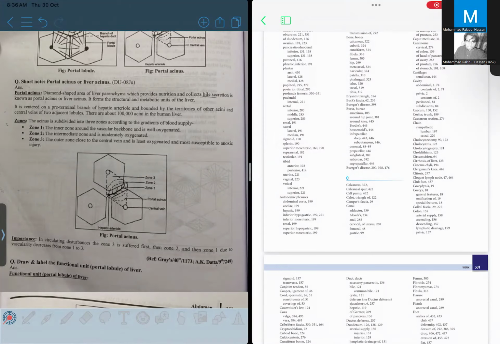The diamond-shaped area of the liver parenchyma, which provides nutrition and collects bile secretion, is known as the portal acinus or liver acinus. It forms the structural and metabolic functional unit of the liver, centered on a pre-terminal branch of the hepatic arteriole and bounded by the territories of other acini and the central veins of two adjacent lobules.